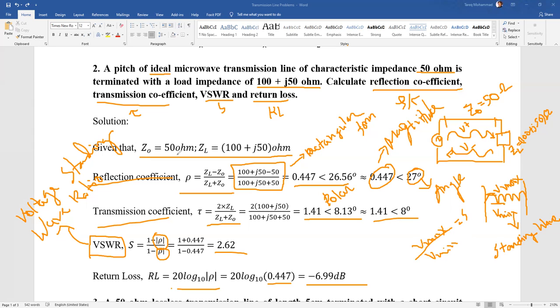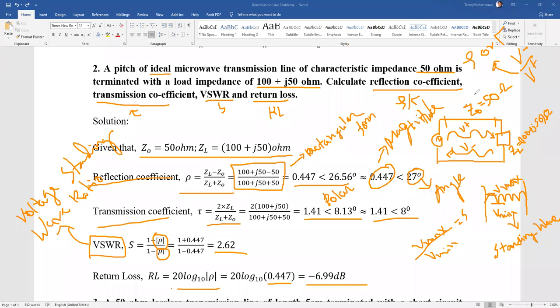Here, rho is the reflection coefficient, which is V minus by V plus. The ratio of the reflected wave to the incident wave is known as the reflection coefficient. Okay, just memorize this point. It is represented by rho, or capital gamma. We can represent the reflection coefficient as rho or capital gamma.